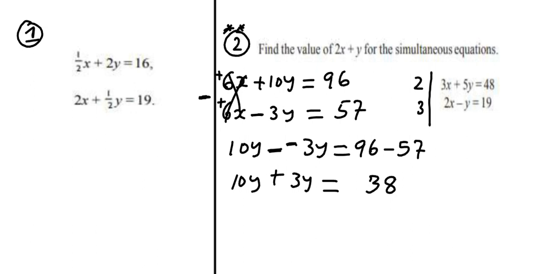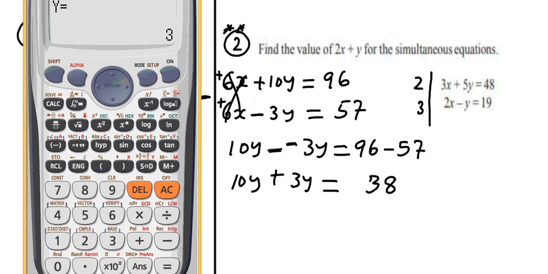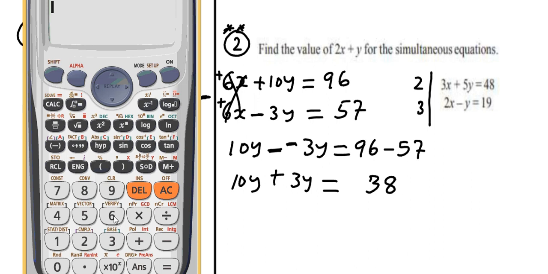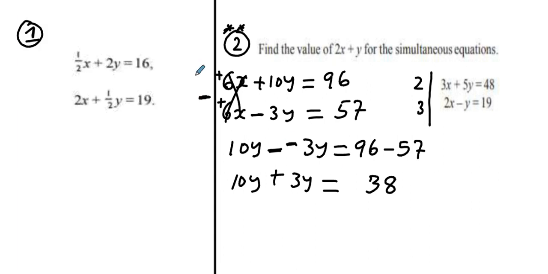Really? Let me pull out the calculator, clear the uncertainty. So this will be 96 minus 57 equals 39. So you see that I made a mistake. So this is 39. Okay. 10y plus 3y, this will be 13y equals 39.